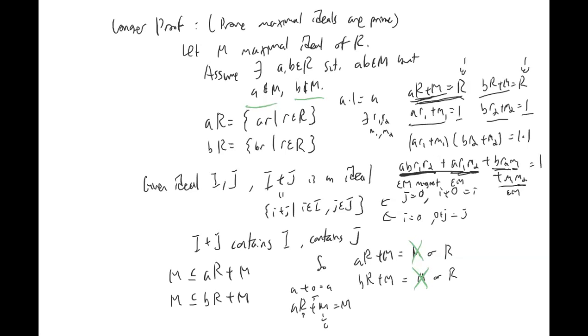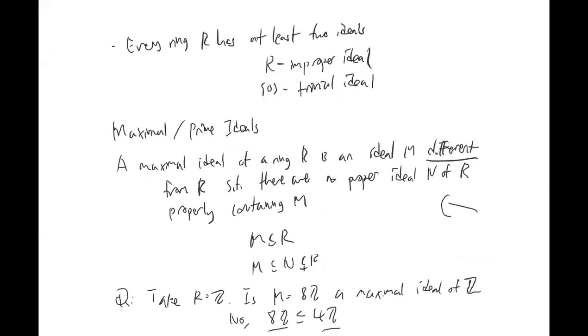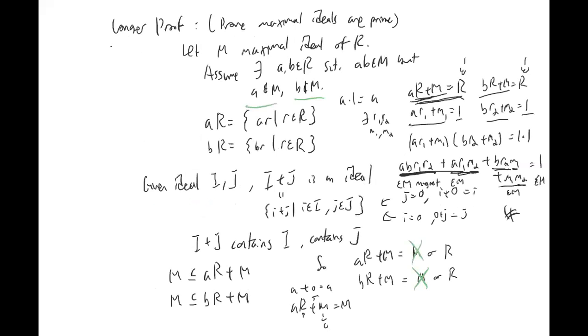But that means 1 is in M, because they're equal. And what do you know about an ideal that contains 1? What must it be? The whole ring. And that's a contradiction, because we assumed that maximal ideals are different from the whole ring. So that's the straightforward proof that maximal ideals are prime. We actually use pretty much everything we've learned for this proof.